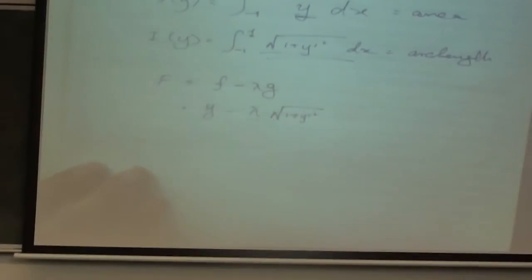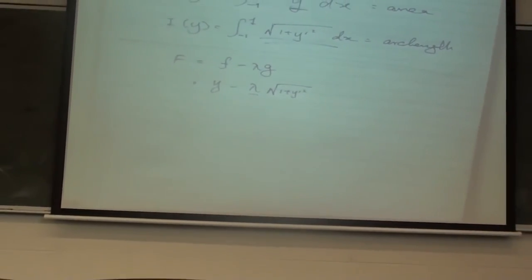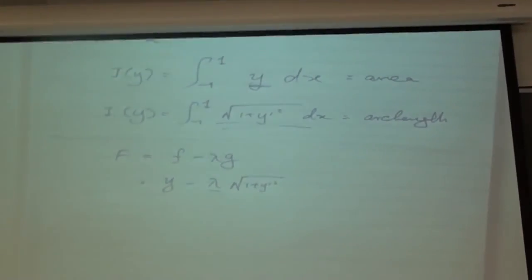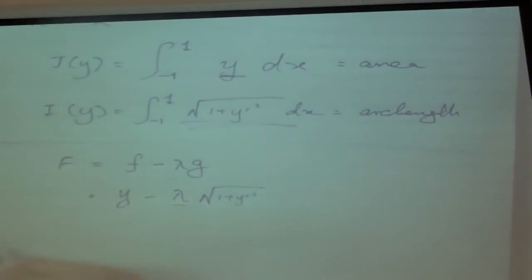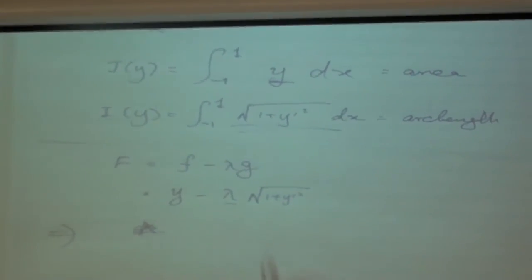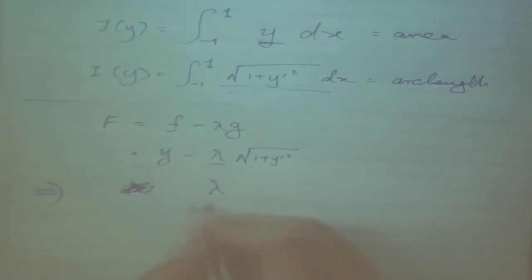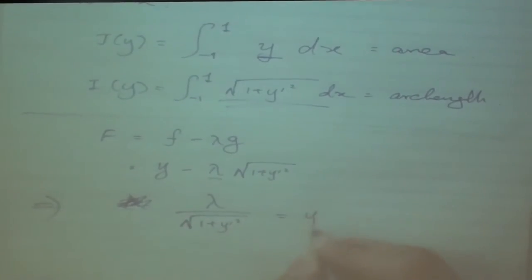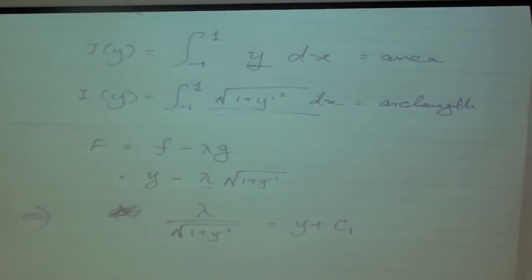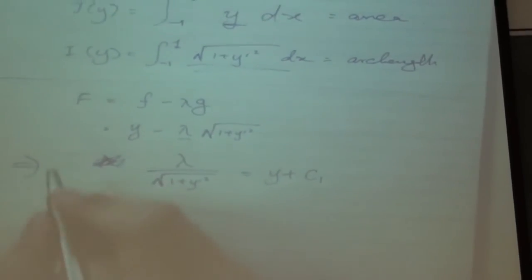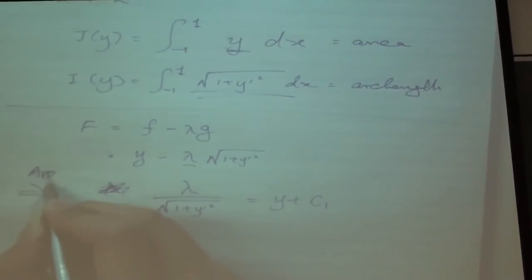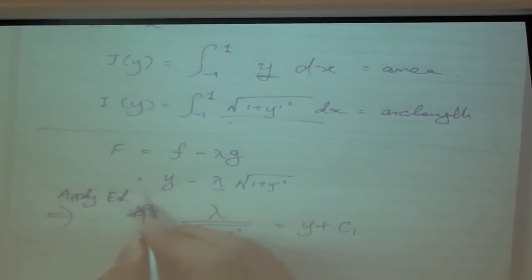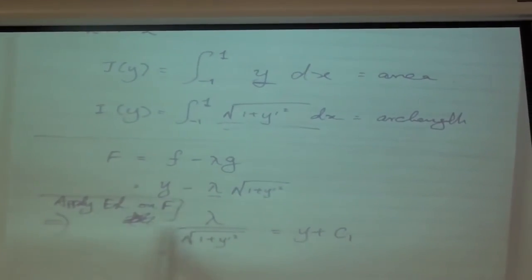So this is what I have. And here is where I would like to apply the Euler-Lagrange equation onto capital F. If I apply that, this is the result you should get. It should be lambda, sorry. Lambda over square root of 1 plus y dash square plus y plus c1, where c1 is some integration constant in fact. So this is about applying the EL equation on the function f. This is what it is.